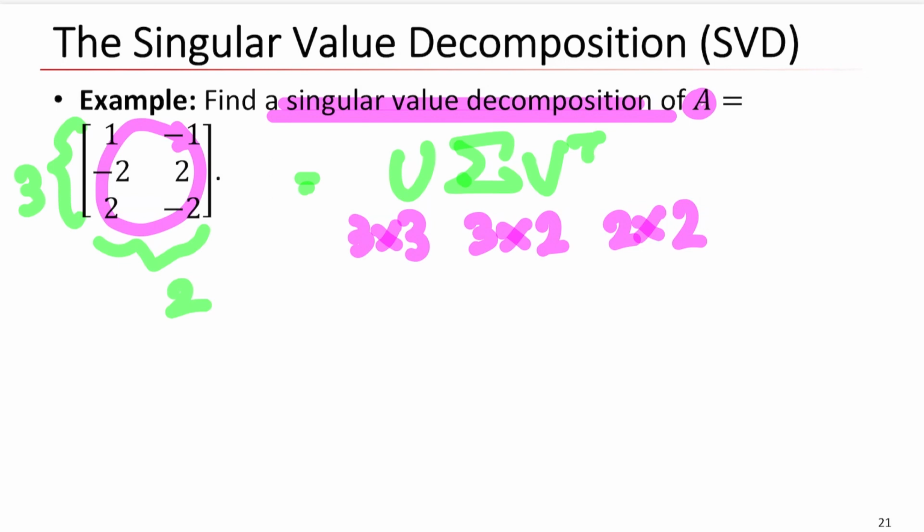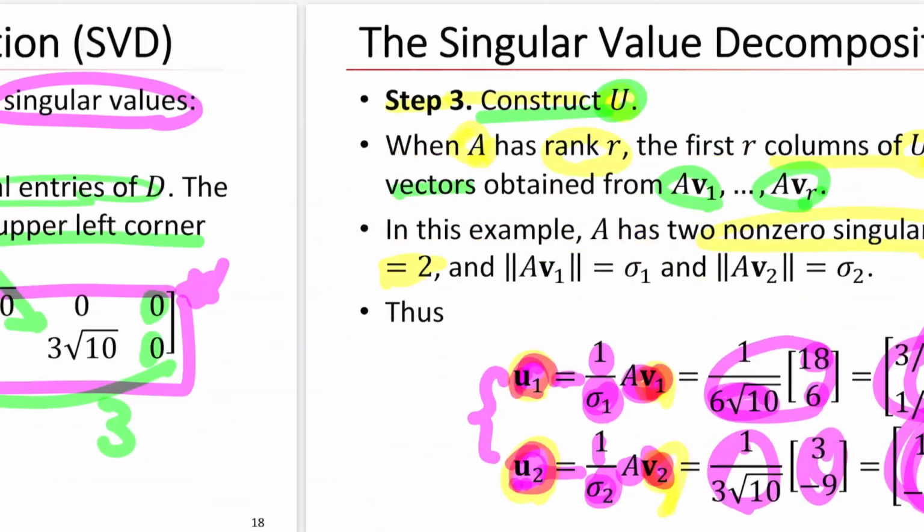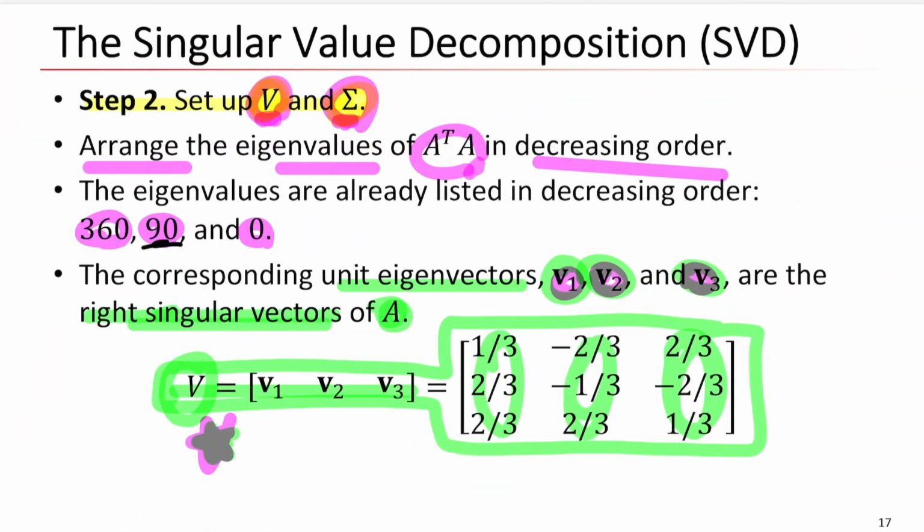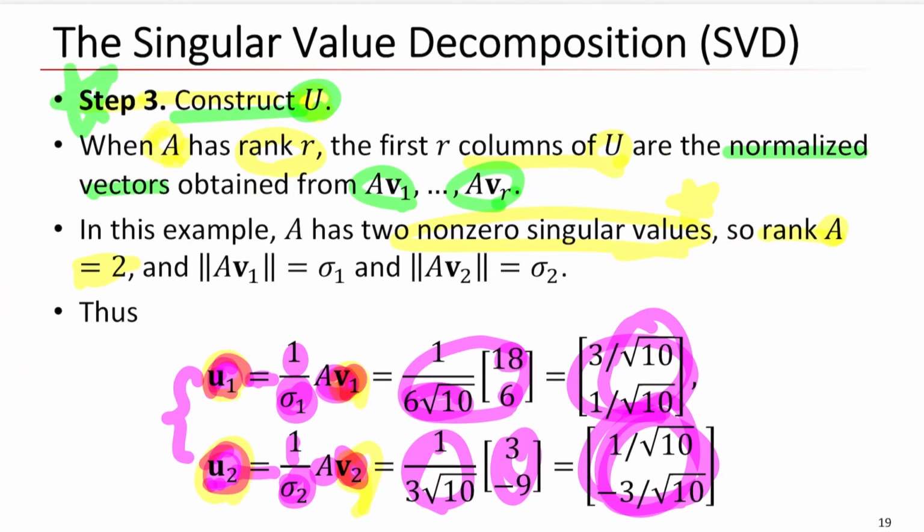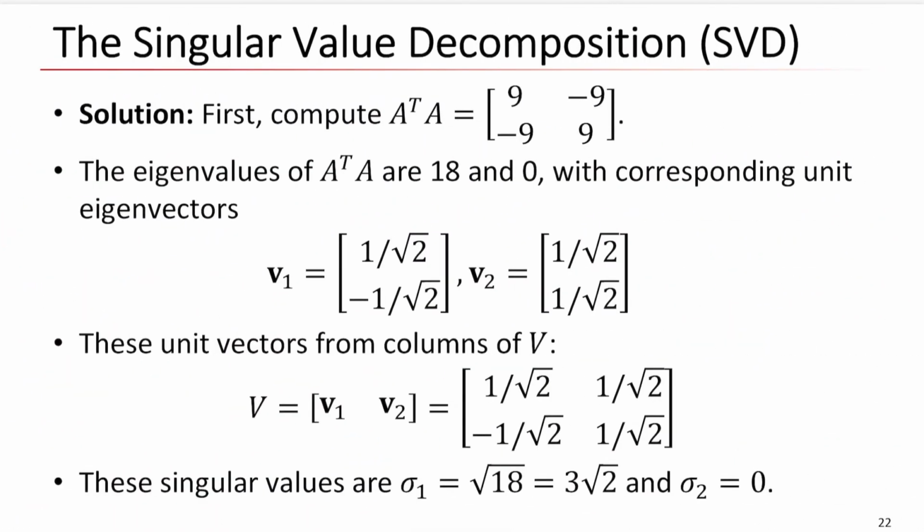Okay, so first of all, what do you have to do? First of all, we have to find out the eigenvalues and eigenvectors of A transpose A as in step 1. And then by using those eigenvalues and eigenvectors, we can set up the V and sigma. And by using the V and sigma, we can construct the matrix U. Okay? So let's do that. First, to find the eigenvalues and eigenvectors of A transpose A, we have to find A transpose A, right? So if we find A transpose A, it is 9, negative 9, negative 9, 9. Okay. And then you can easily find the eigenvalues of A transpose A: 18 and 0. 18 and 0, right?